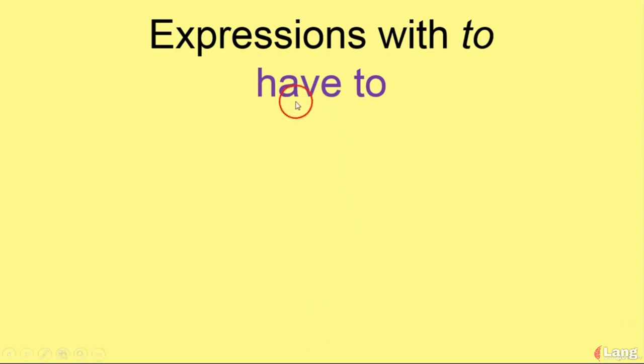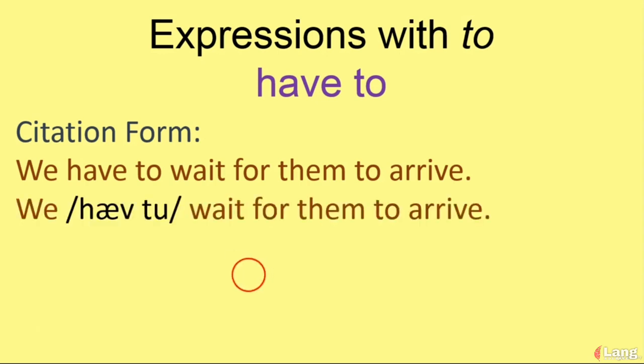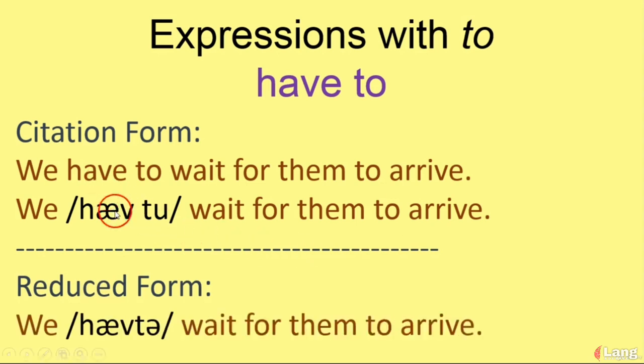Now let's look at the words have to. We have the sentence, we have to wait for them to arrive. Repeat. We have to wait for them to arrive. In IPA format, have looks like this, and the word to. Have to. But in reduced form, we don't say have to.